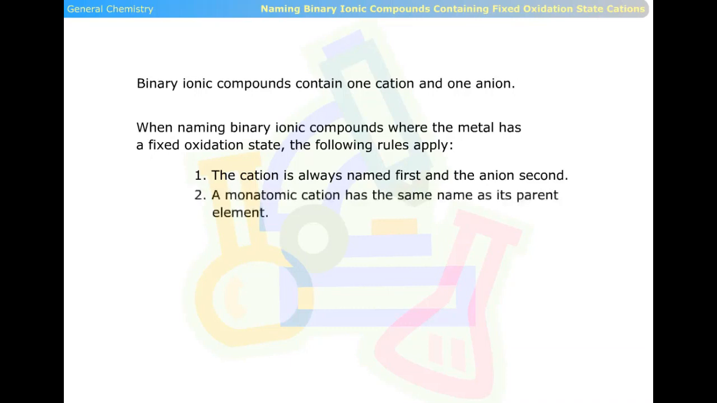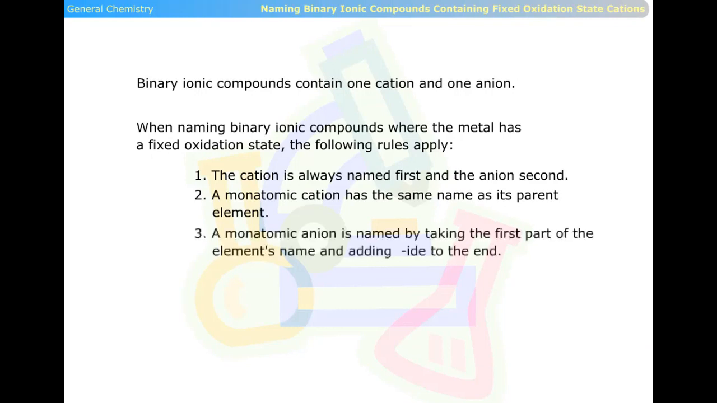2. A monatomic cation has the same name as its parent element. And 3. A monatomic anion is named by taking the first part of the element's name and adding "-ide" to the end. For example, O2- is oxide, and Na2O is called sodium oxide.